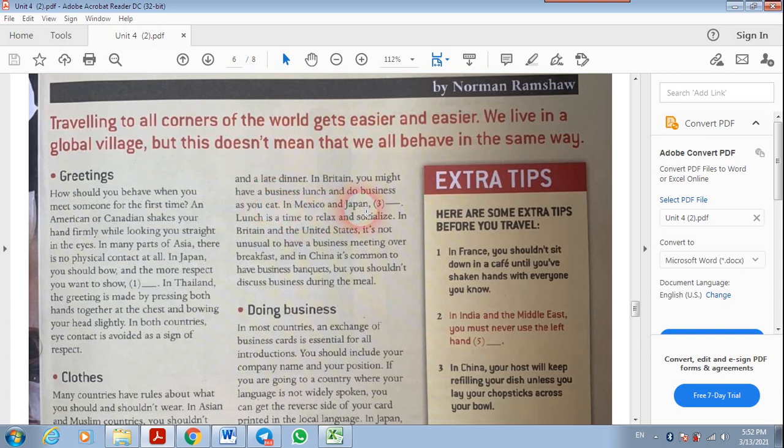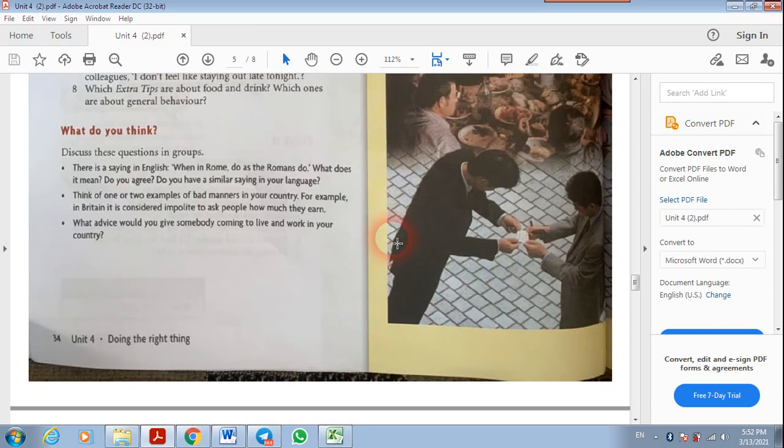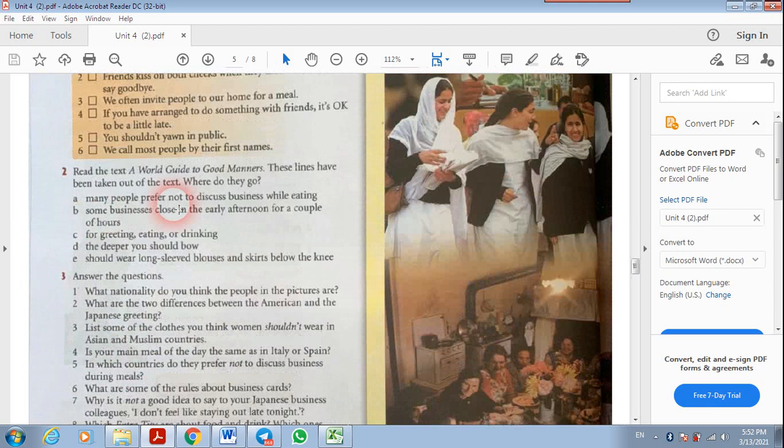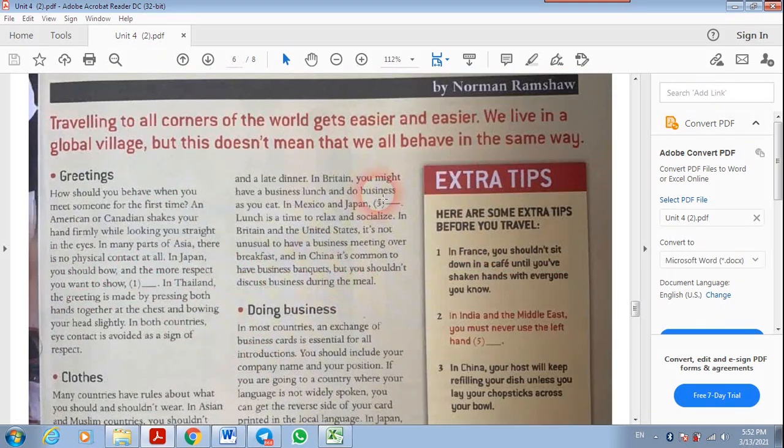In Mexico and Japan, space. We need to bring a sentence from above, one of these 5 sentences, and place it here. Full stop.